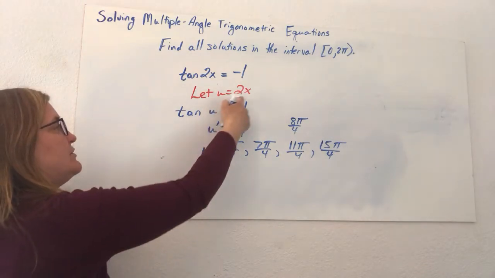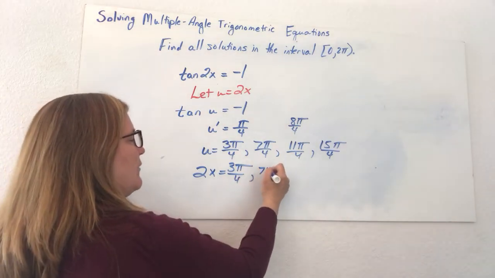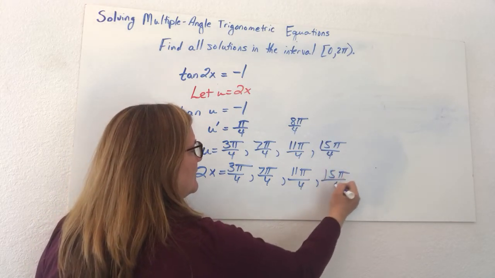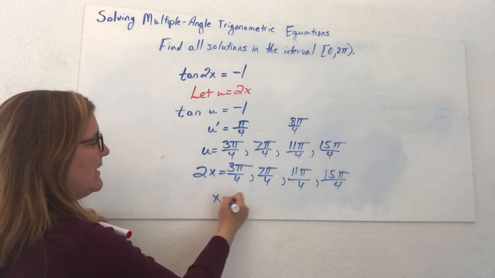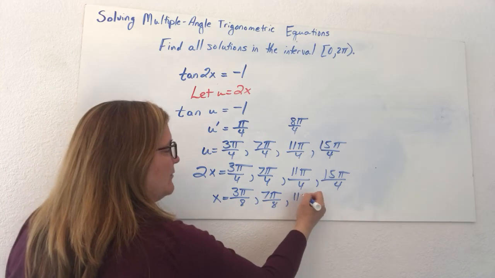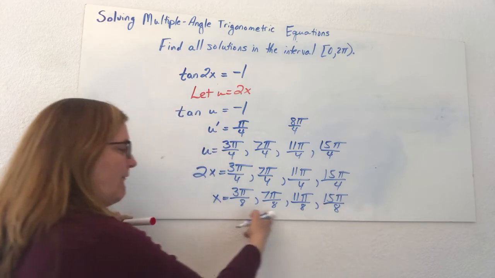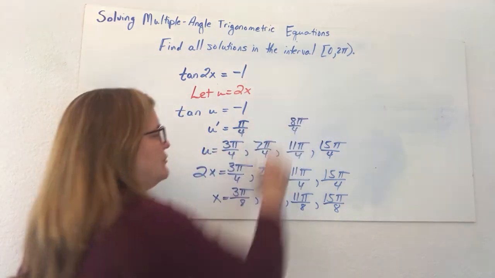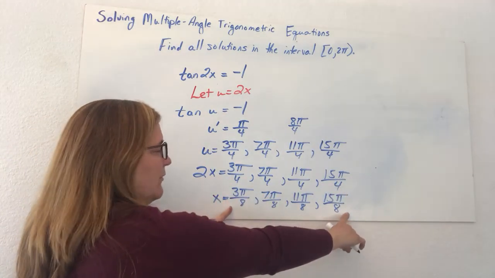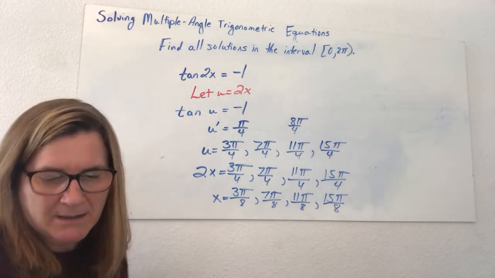So let's put our 2x back in. That means it's really 2x that's equal to 3 pi over 4, 7 pi over 4, 11 pi over 4, and 15 pi over 4. When we divide by 2, we have x equals 3 pi over 8, 7 pi over 8, 11 pi over 8, and 15 pi over 8. And notice all 4 of those are in the interval 0 to 2 pi. These numbers were between 0 and 4 pi, but when we divided by 2, it put all our solutions between 0 and 2 pi.